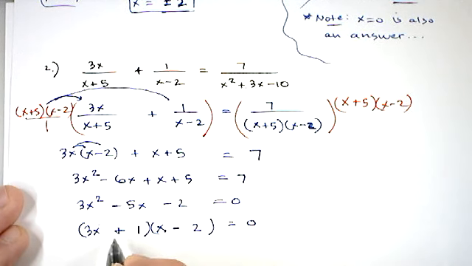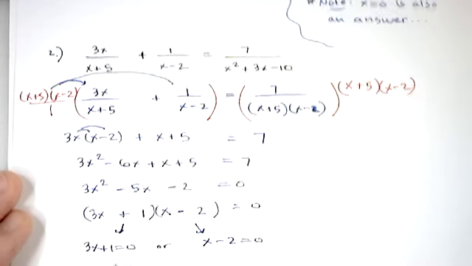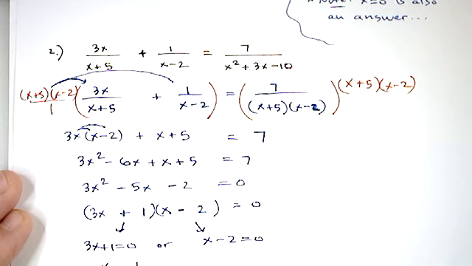And then if you have 3x plus 1 times x minus 2 equals 0, it means either this is equal to 0 or this is equal to 0. This is going to give you x equals -1/3. And this is going to give you x equals 2.